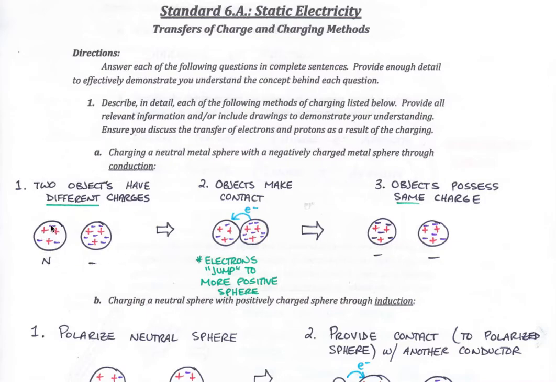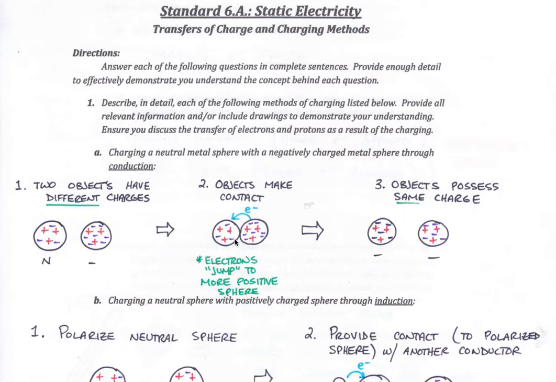So I've drawn out a few diagrams to make it a little bit easier to see. Here I have my neutral and my negatively charged object. It's important to recognize that for conduction to occur, the two objects must have different charges to begin with. That's the main thing that differentiates conduction from other methods. In the other methods, the two objects typically start with the same charge, neutral, and then charge one another through either induction or friction. But conduction, you have to have two different charges.